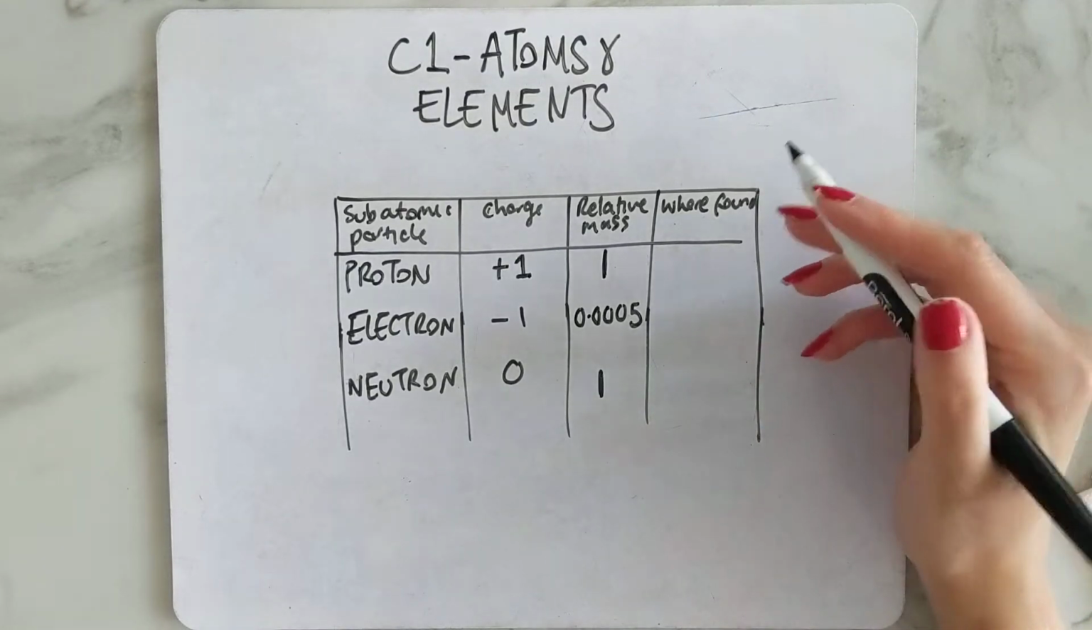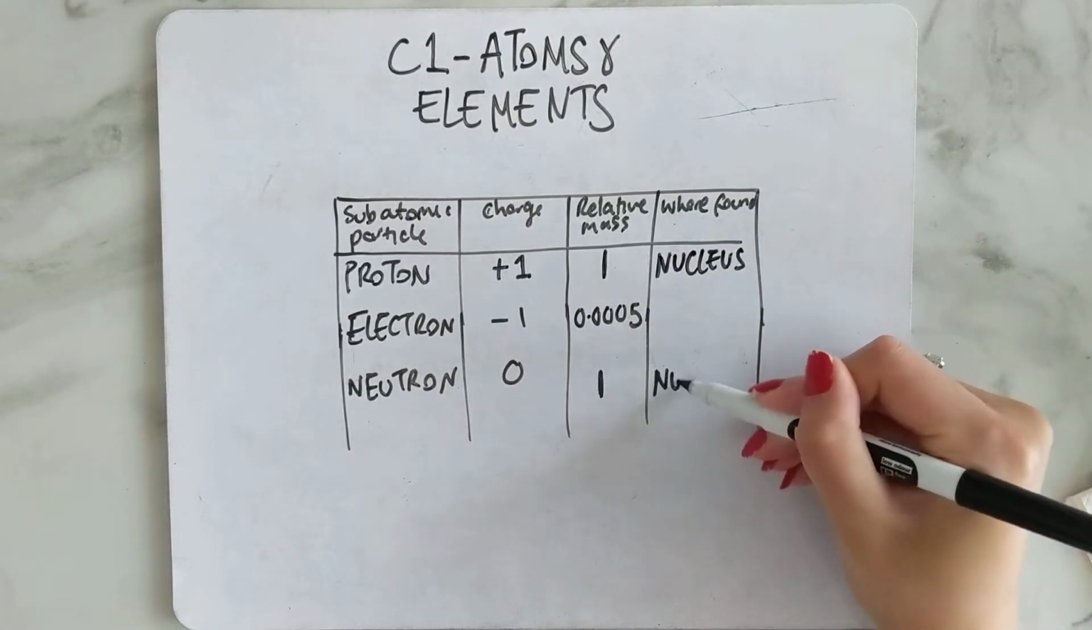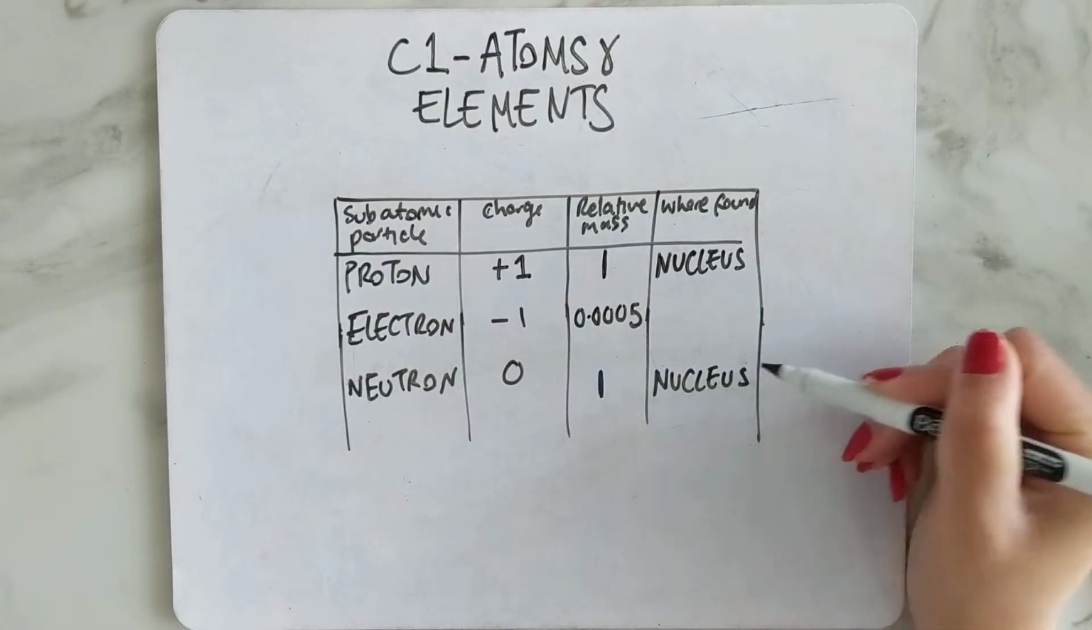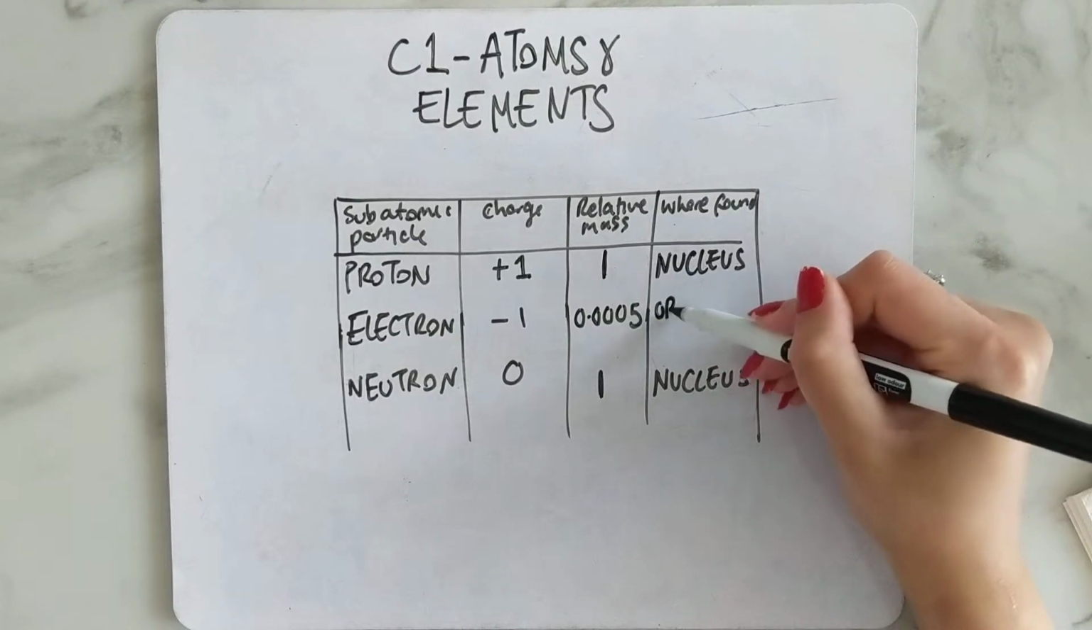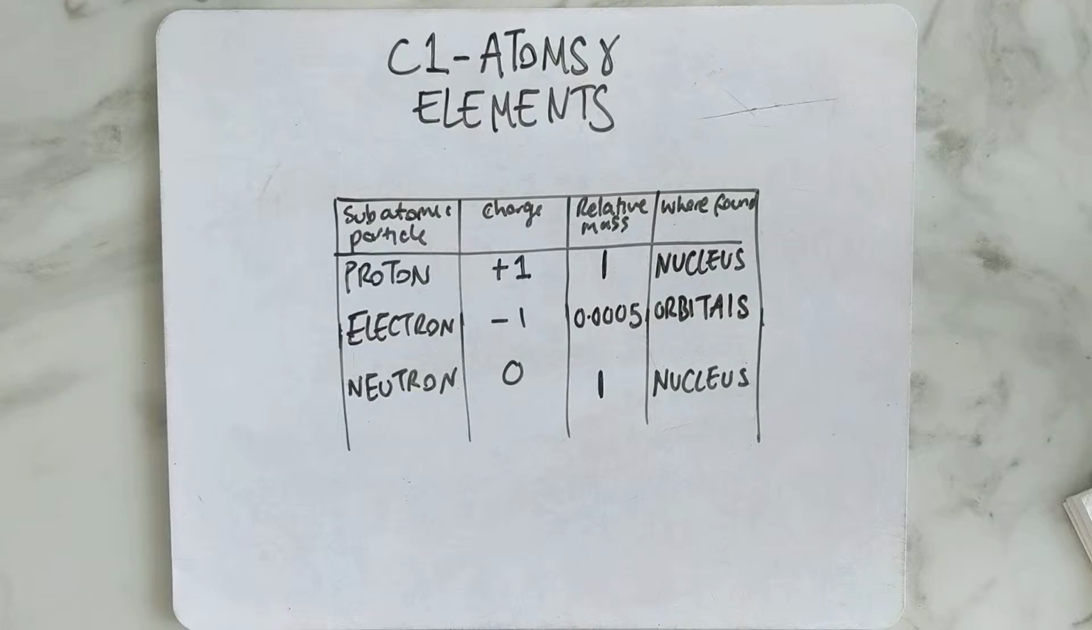So where are they found? We went through this. Protons are found in the nucleus. Neutrons are also found in the nucleus. And electrons are found in orbitals, or you can write shells. That's fine, same thing.